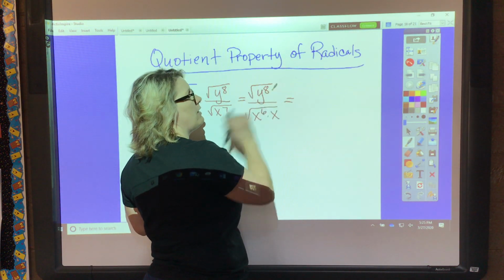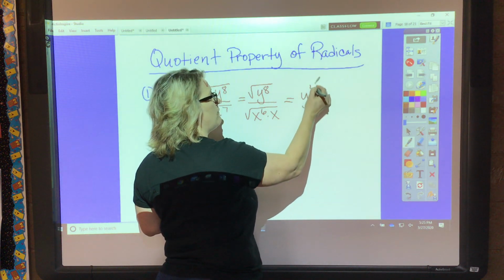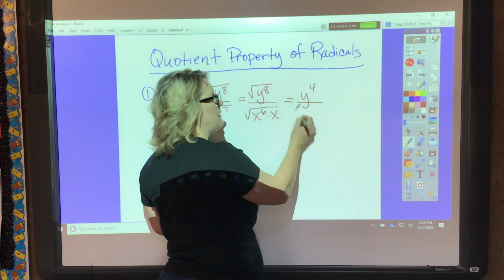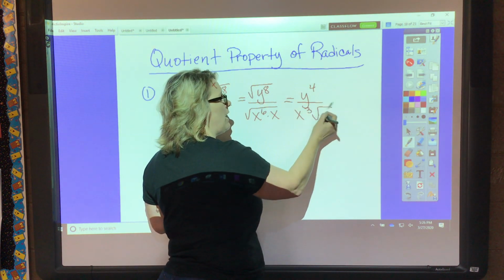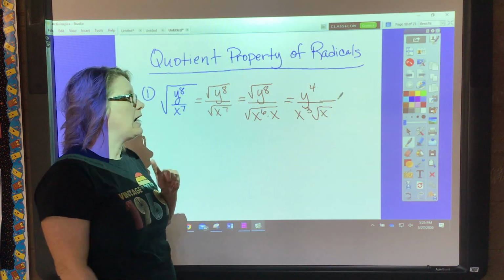So the square root of y to the 8th, it's like dividing 8 by 2. I get y to the 4th. The square root of x to the 6th is the same thing as saying x cubed comes out. I cannot work with our x. Well, we are almost done.